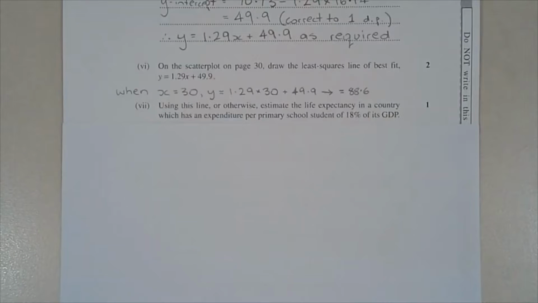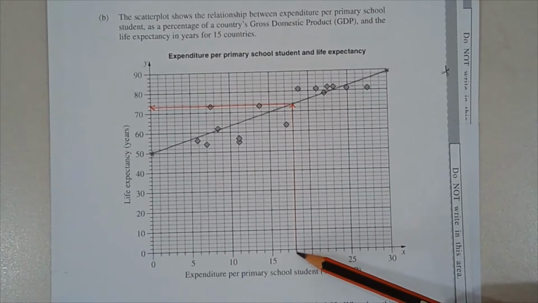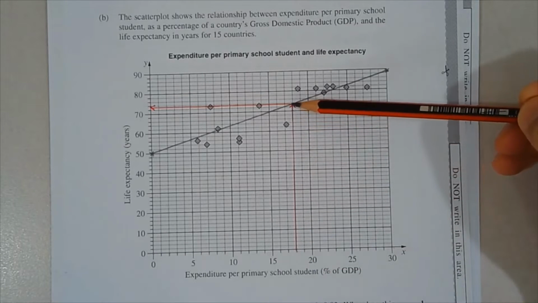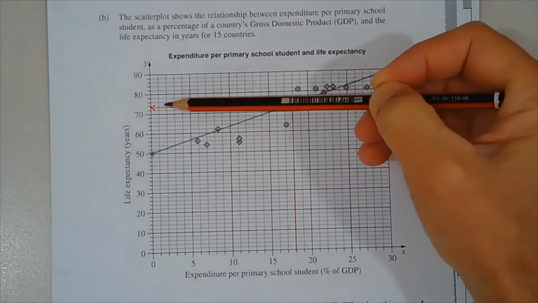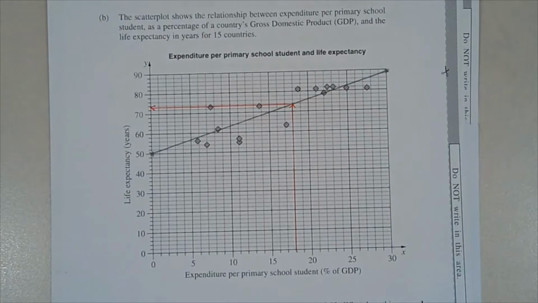Part 7. Using this line or otherwise, estimate the life expectancy in a country which has an expenditure per primary school student of 18% of its GDP. Now there's 2 ways we can answer this question. Using the line as stated, and we do that by locating 18 on the x-axis, projecting upwards until we strike the least squares line of best fit, and then projecting across to the y-axis, and we get a value that's fairly close to 74 years.